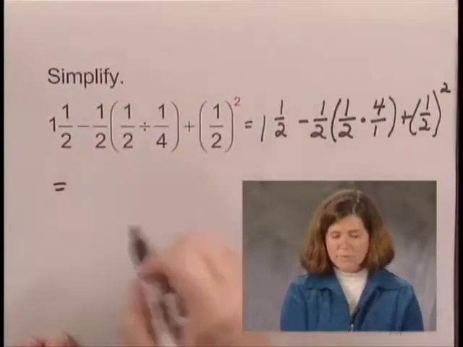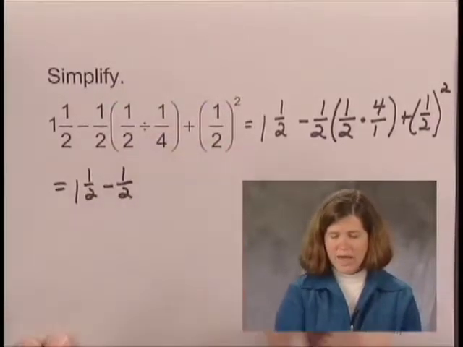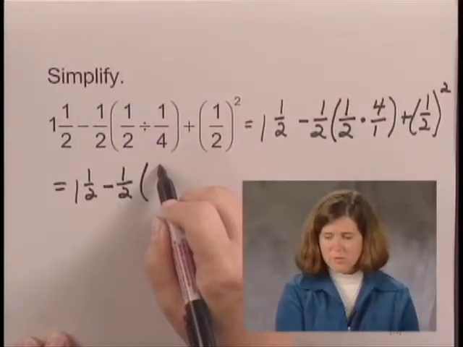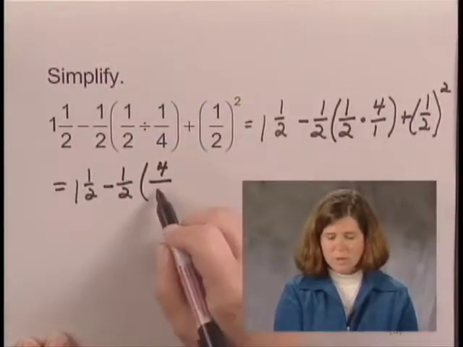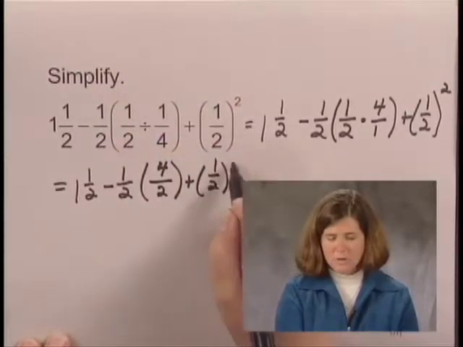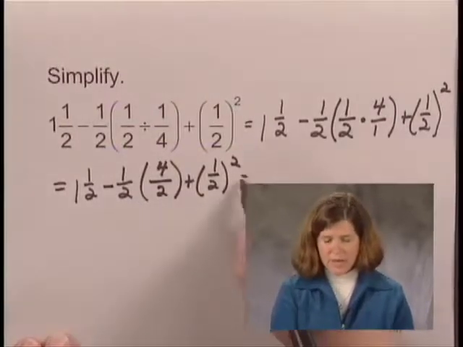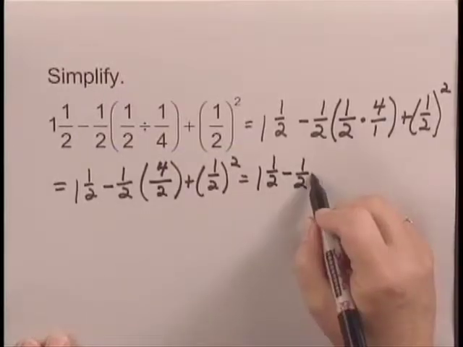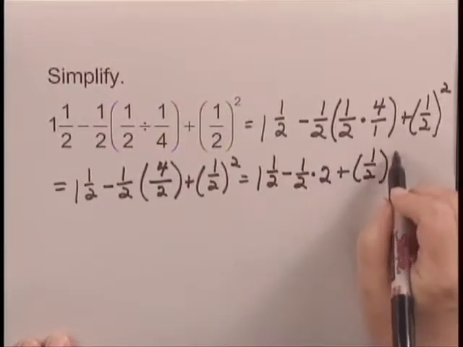Now that equals 1 and 1/2 minus 1/2 times, doing the multiplication, I have 1 times 4, or 4, over 2 times 1, or 2. Again, that's plus 1/2 squared. And I can simplify this further, and I have 1 and 1/2 minus 1/2, and this would be times 2 plus 1/2 squared.